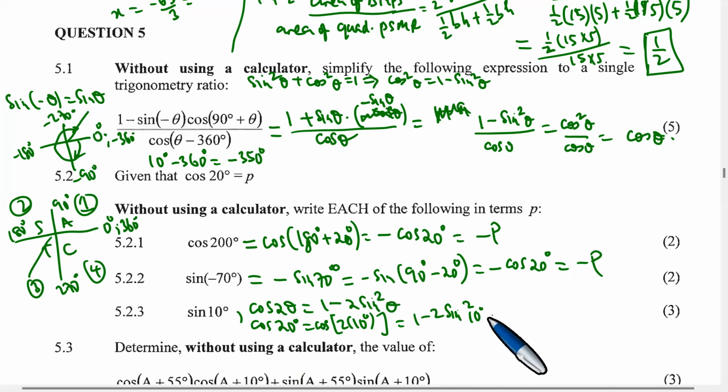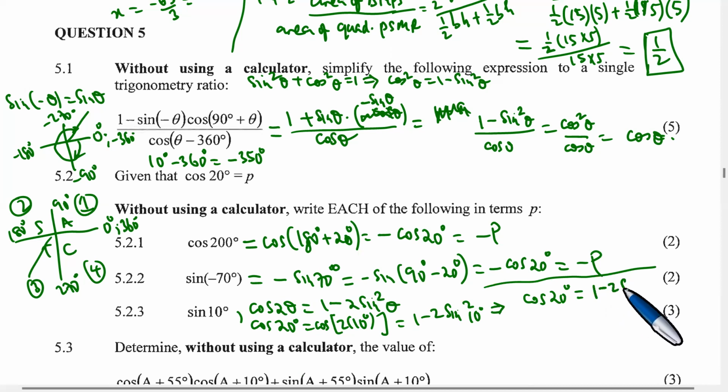So, what is the meaning of this? We have just got cosine 20 degrees, which is equal to 1 minus 2 sine squared of 10 degrees.